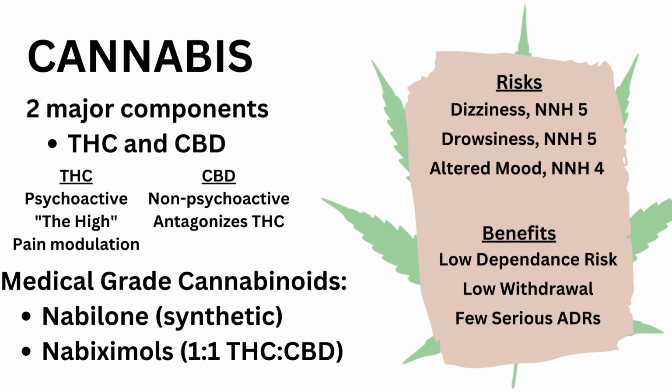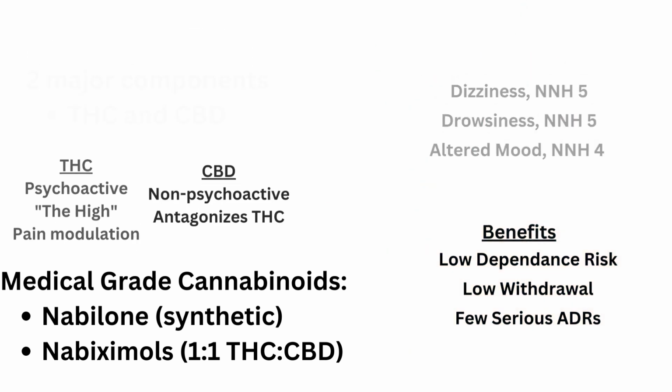In terms of the general risks with using cannabis, we see most often dizziness and drowsiness with a number needed to harm of only 5, and altered mood as well, which includes things like euphoria, that high sensation, and also anxiety with a number needed to harm of 4. There are some benefits to using cannabis over other medications like opioids, specifically because cannabis has a much lower risk of dependence compared to opioids, as well as a low risk for withdrawal if cannabis were to be stopped. Additionally, cannabis use has very few serious adverse drug reactions.